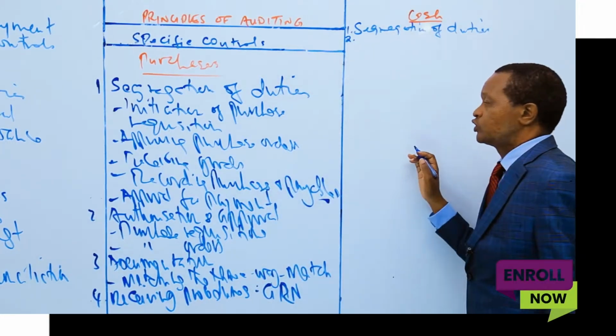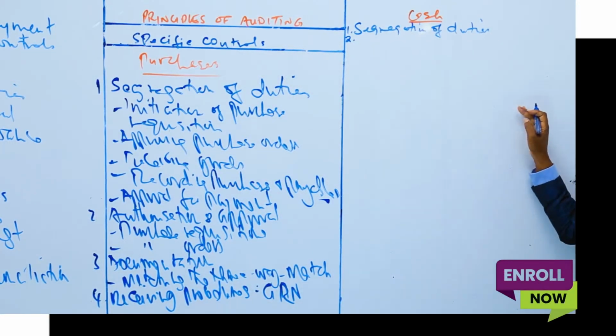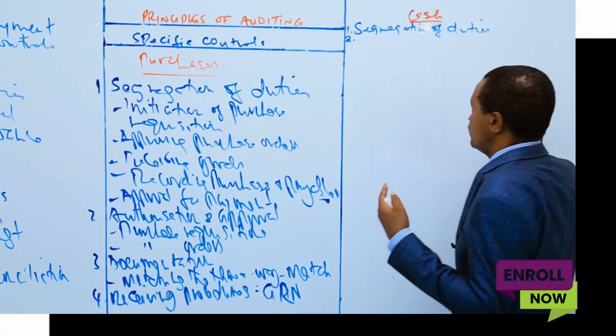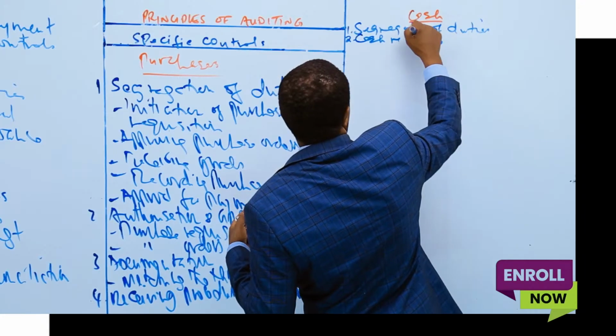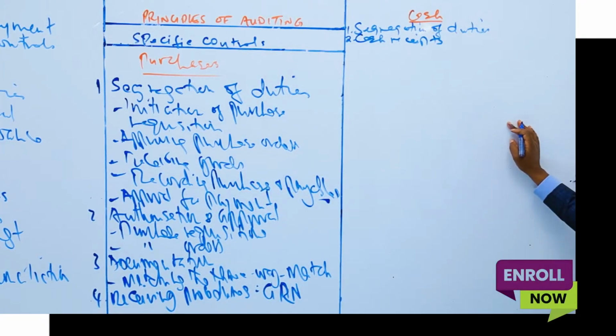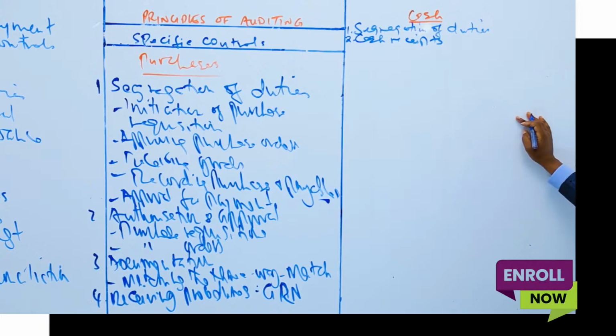The second control over cash is cash receipts. There are controls over cash receipts, receiving the cash. There ought to be prompt recording. There ought to be proper recording and deposit of cash. That is to mean that all cash receipts should be recorded immediately upon receipt and deposited intact daily.